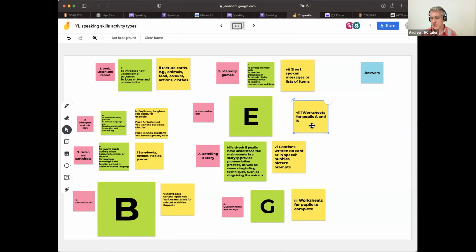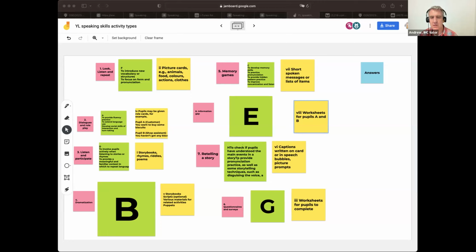Materials would be a worksheet A, student A, worksheet for pupil B, right? And on the worksheet, there's some information that A has that B doesn't have, and vice versa. So they have to exchange the information. We also do that with adults quite often, especially for freer practice.